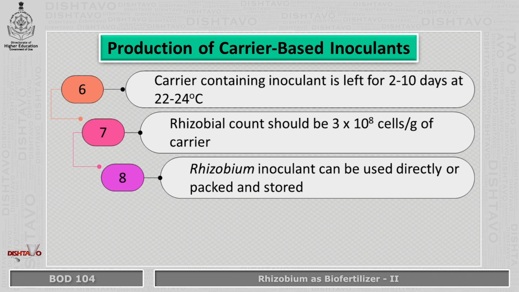Carrier containing inoculant is left for 2 to 10 days at 22 to 24 degrees Celsius. During this process, Rhizobium multiplies. This is the curing process. Rhizobial count should be 3 into 10 raised to 8 cells per gram of carrier. Rhizobium inoculant can be used directly or packed and stored.